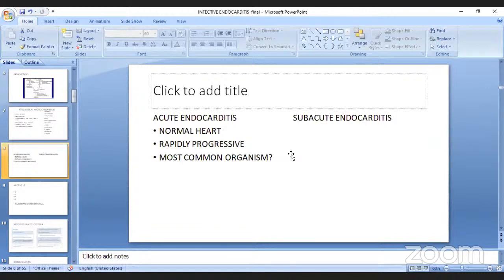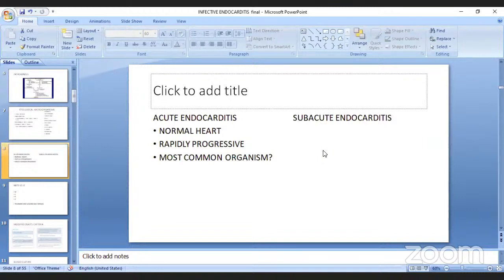Subacute endocarditis occurs when the heart is diseased or there is a diseased valve, and it is not rapidly progressive. It takes time; it has a very indolent nature, and the most common organism is streptococci. So one thing is very clear: staph has a very poor prognosis and strepto has a good prognosis, because acute endocarditis has a very high mortality rate and subacute endocarditis has a very good prognosis. This is what you have to remember.